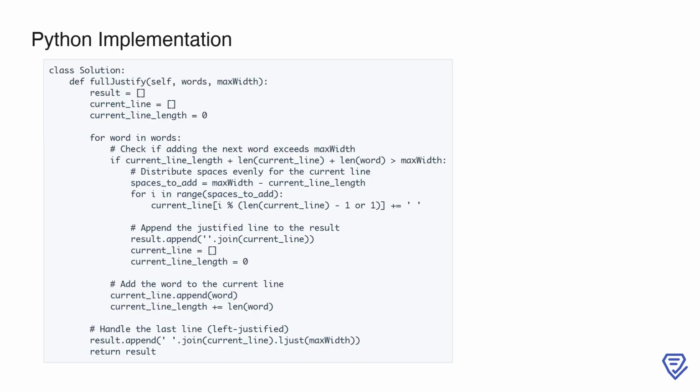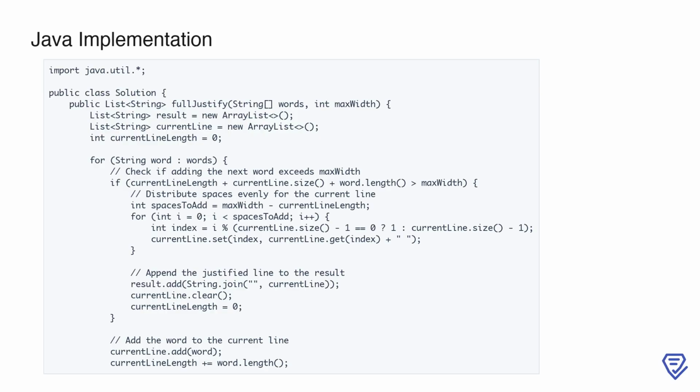The result is returned as a list of justified lines. This approach ensures that all edge cases, including single word lines and uneven space distribution, are correctly handled. The solution is efficient with a time complexity of O(n), where n is the number of words, as each word is processed once.